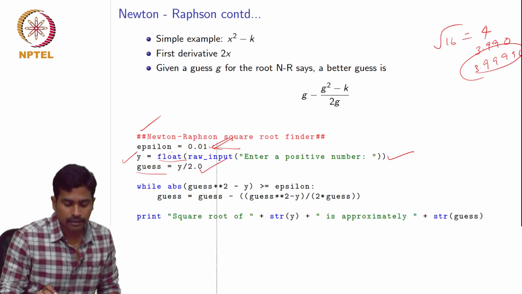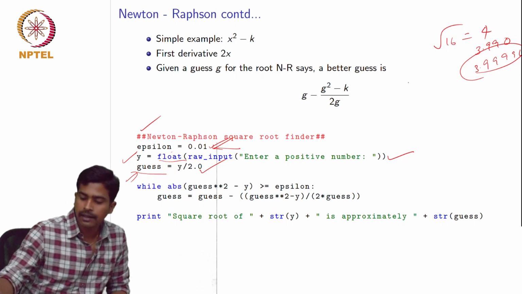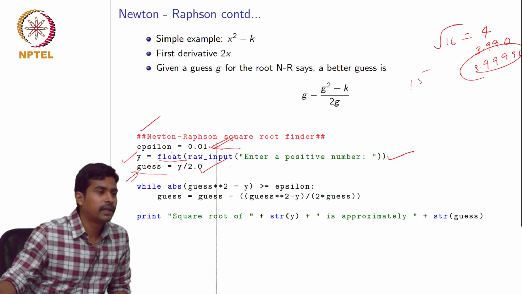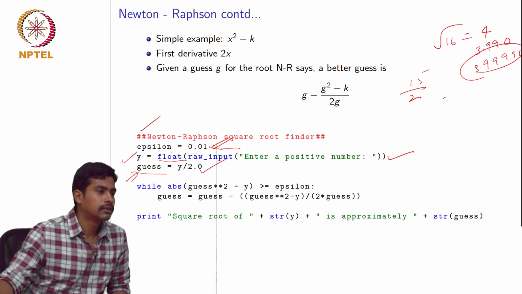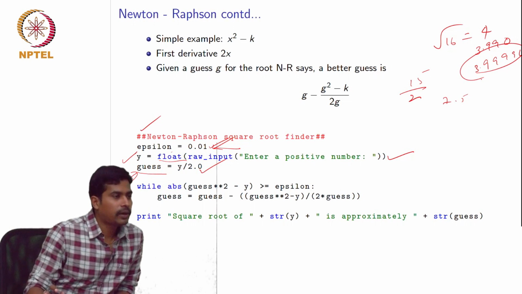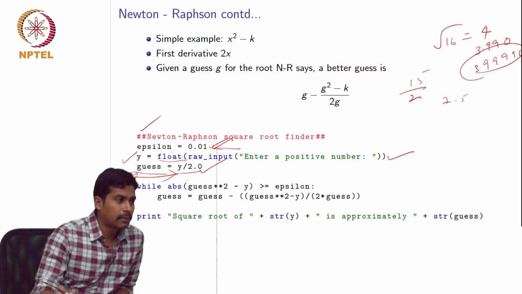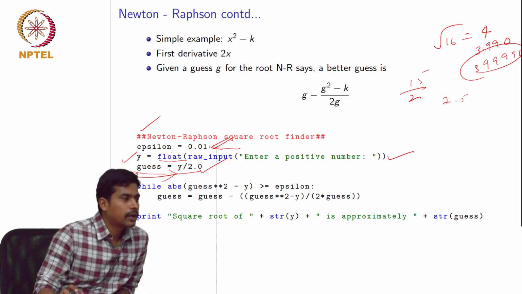So, a good point to start the guess is, if you want to find the root of the number 15, you can start with 15 by 2. Okay. In most cases, half of the number is a good starting point to calculate the square root. So, in this case we have set guess to half of the given number, and here we are using the while loop to calculate the square root of the number.